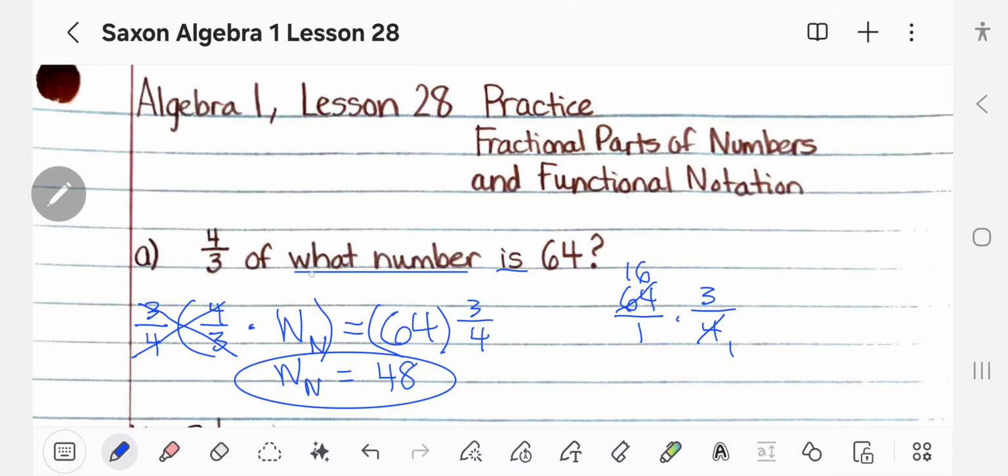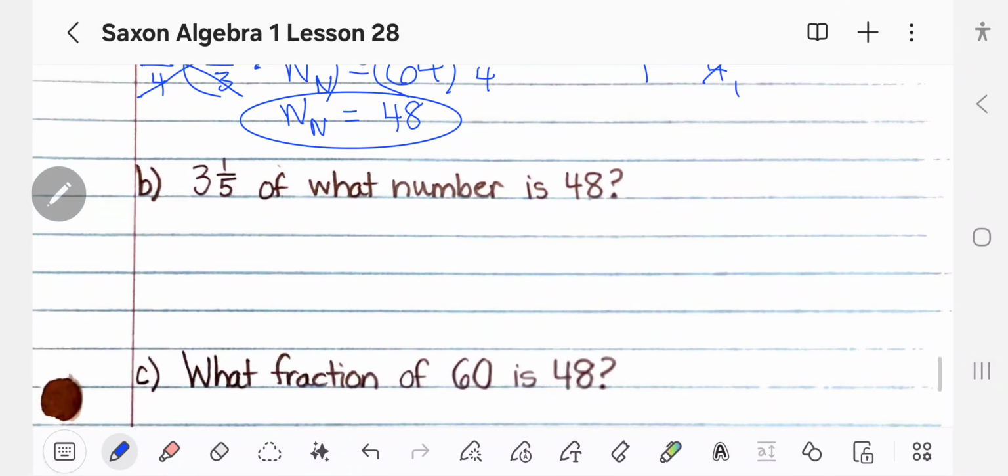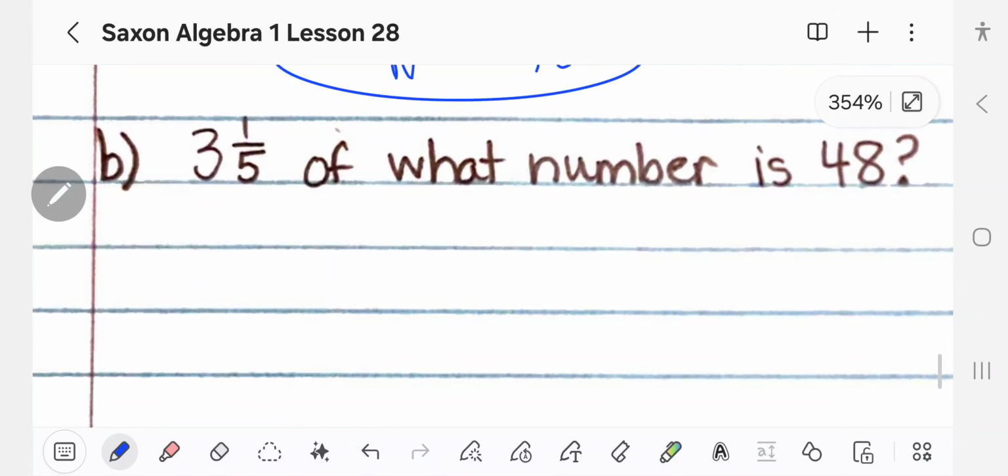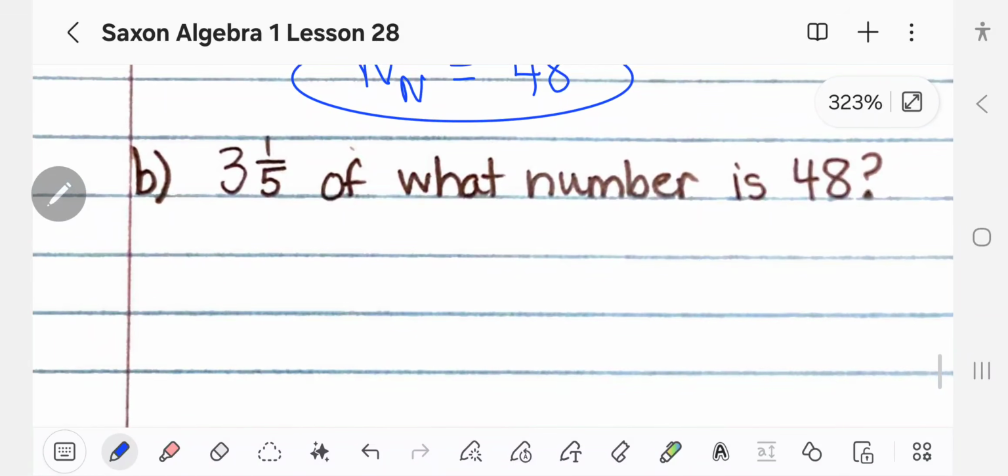Again, you could check it. 4/3 times 48. Dividing it by 3, you get 16. Multiplying by 4, you get 64. You can see it works. B, 3 1/5 of what number is 48? So we've got 3 1/5 times what number is 48.